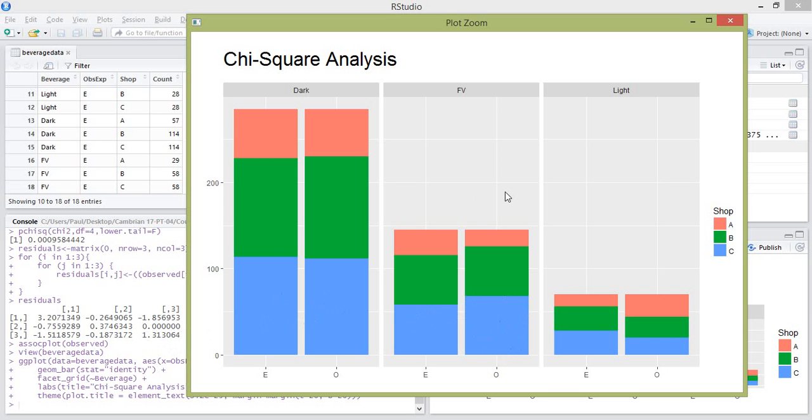So that concludes the lesson on the chi-square test of independence. And in the next lesson, we will start time series analysis.